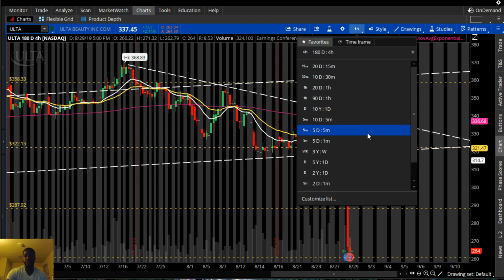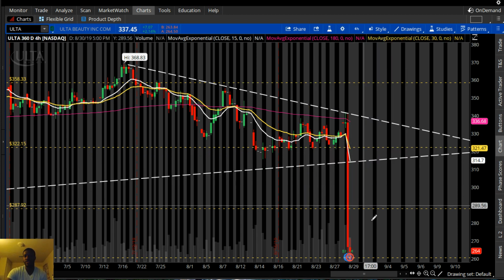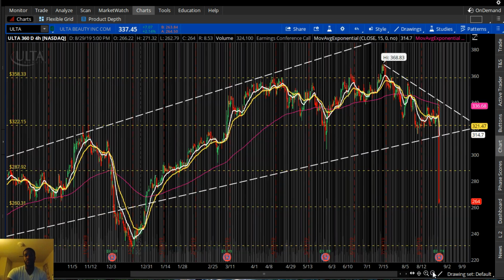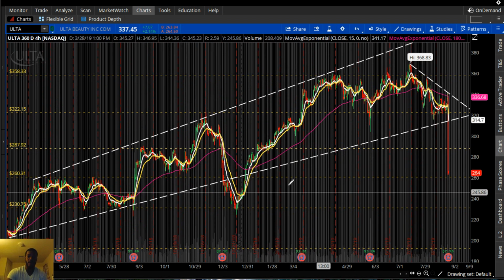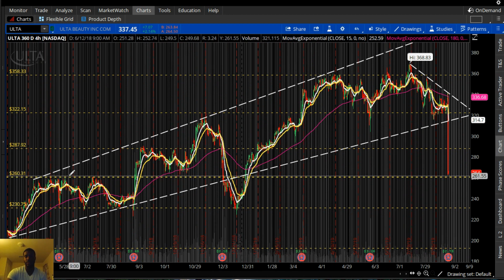Which time frame was that where we seen that? We could go back to, oh yeah, was it this one? And then we back out. Yeah, as you can see, we have this resistance here, which is actually support.